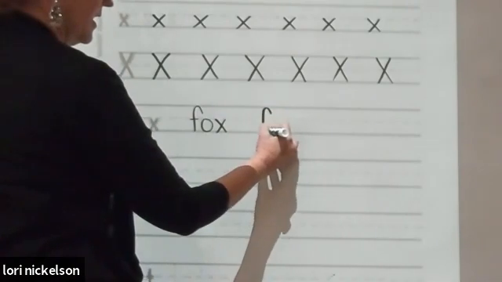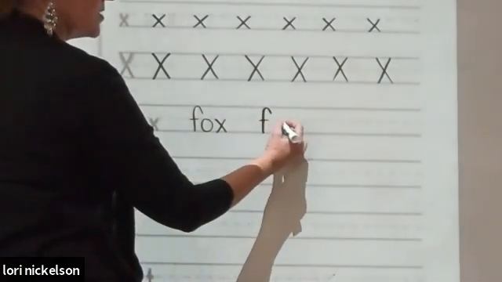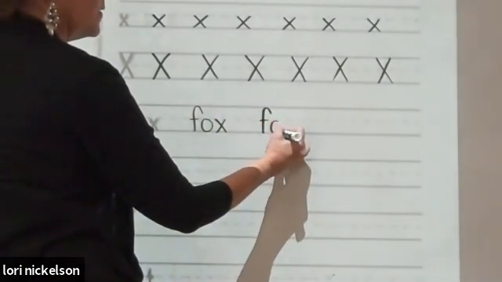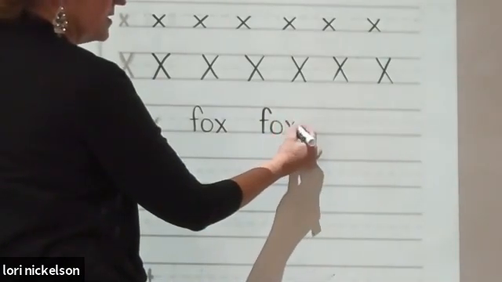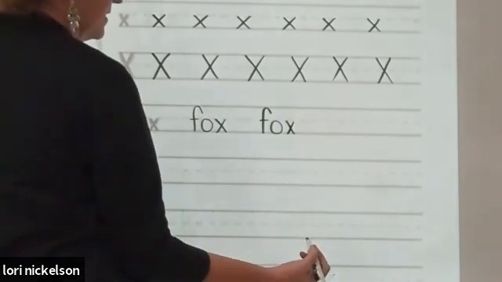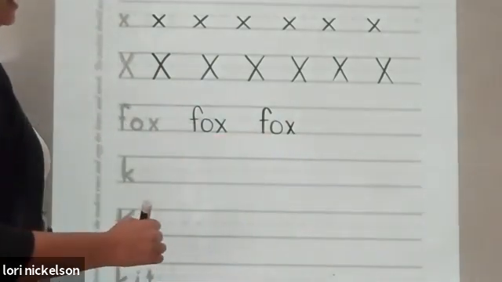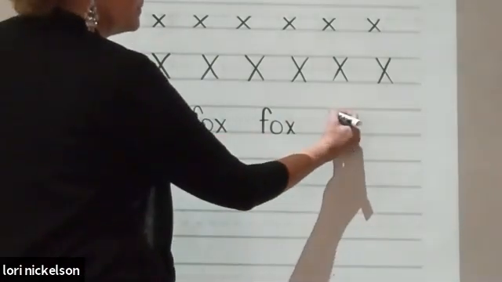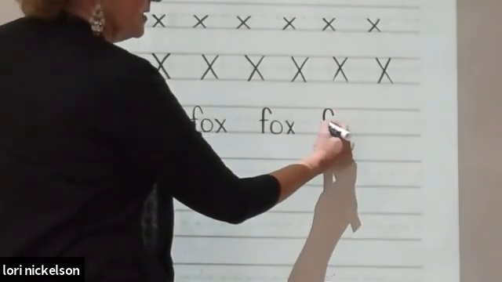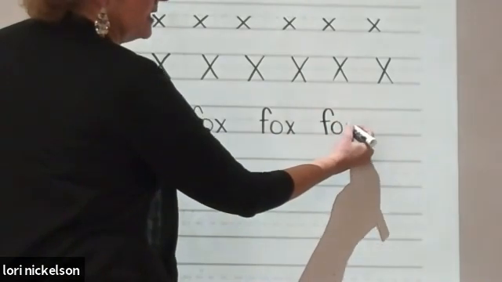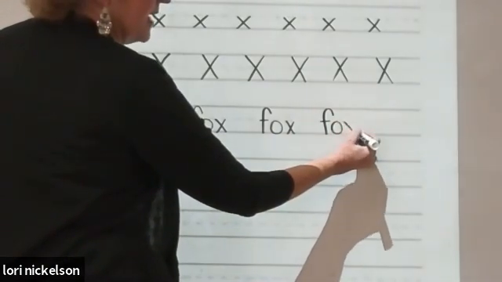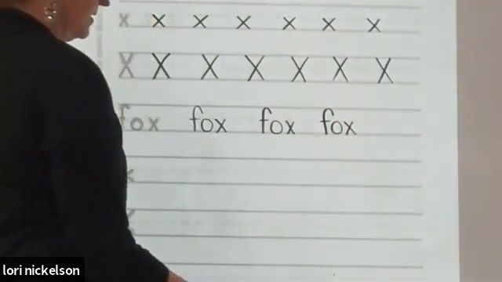Make your candy cane and cross it. Circle to the left till you complete it. X, diagonal left, diagonal right. You've made fox again. Let's make fox again. Candy cane, cross it, circle to the left to complete it. Make the X diagonal left, diagonal right.